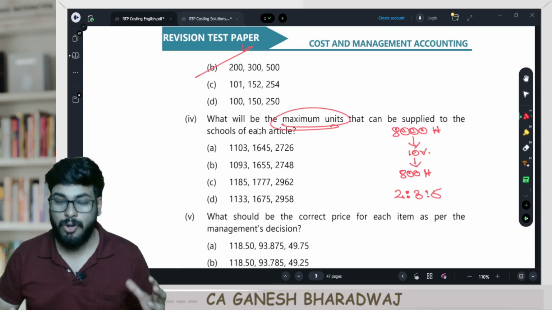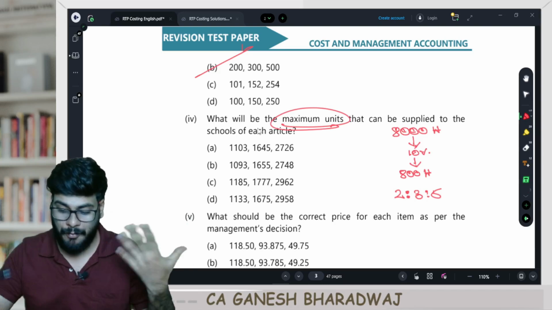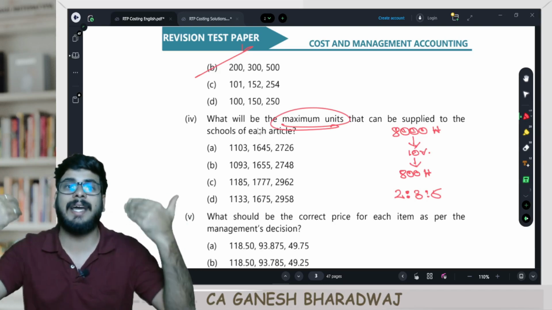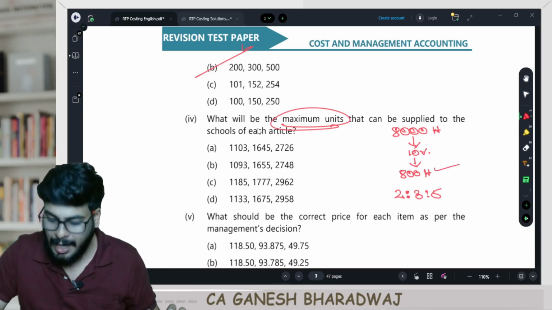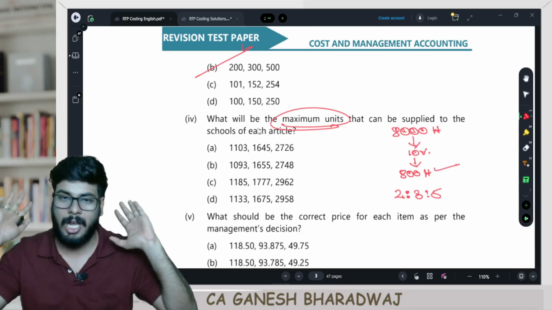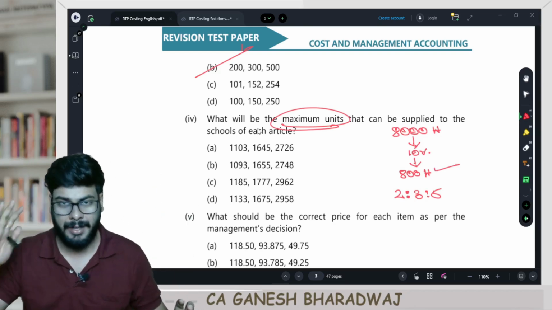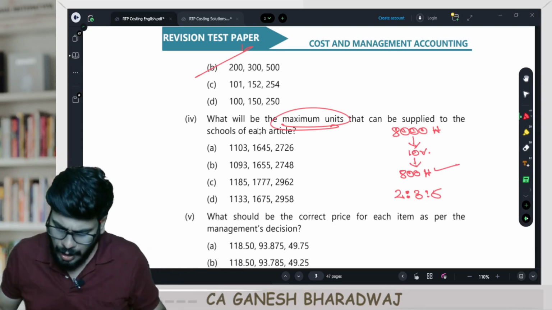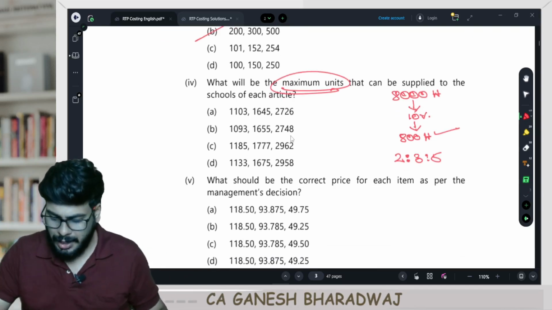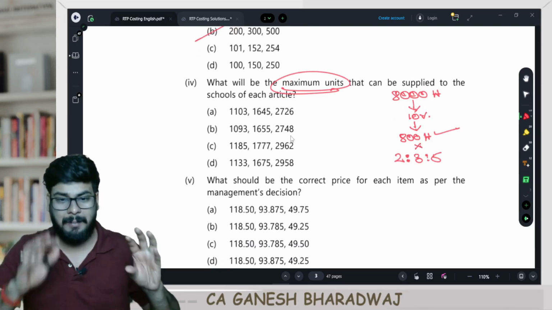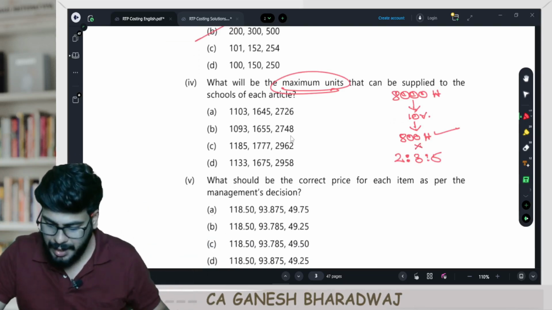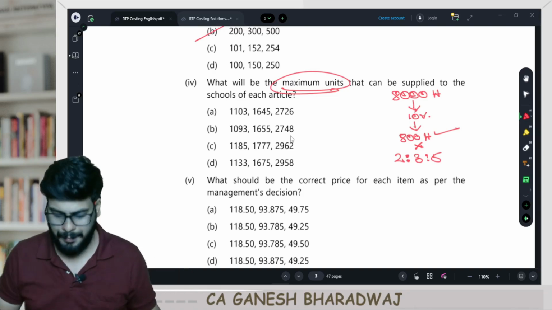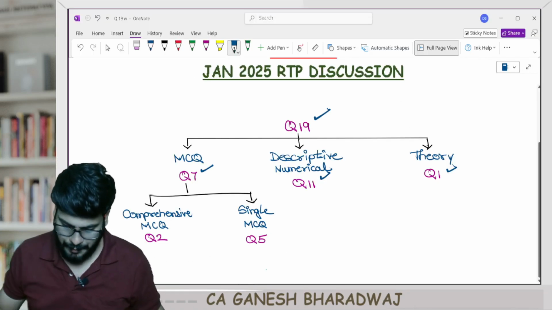Now they are asking you what can be the maximum number of units of each of the products that I can supply, given the fact that I have only 800 hours allocated for this particular activity, that is supplies made to school. How can you do this? Very, very simple. Now you can assume that let the total number of units of A plus B plus C put together be equal to X. We can have that, right? I am just putting it here.